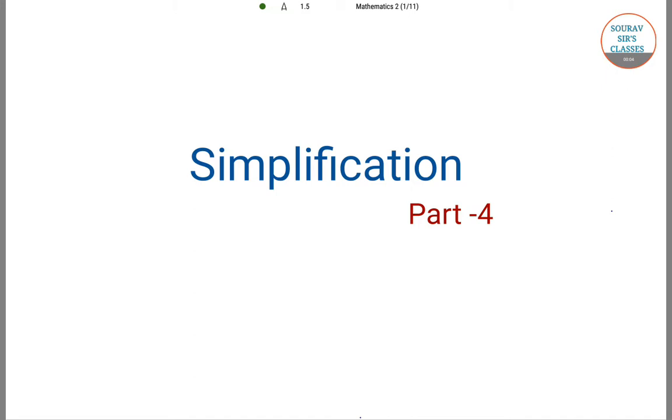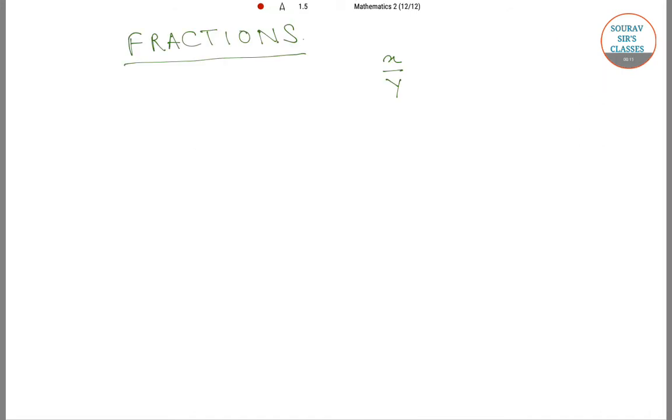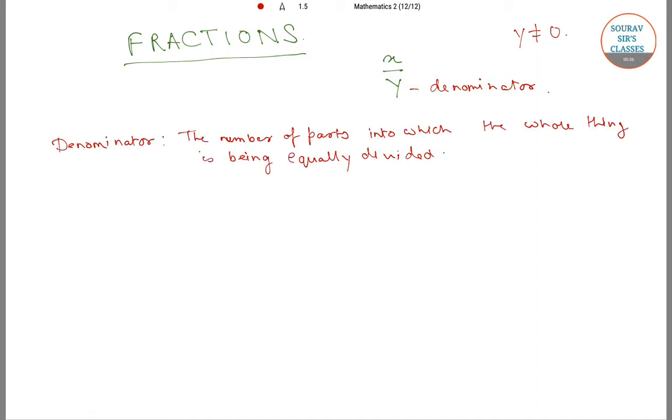This video is simplification part 2 and in this video we will learn about fractions. Now fraction is denoted as x divided by y where y is not equal to 0. Now this is the denominator, which indicates the number of parts into which the whole thing is being equally divided. And this is numerator.